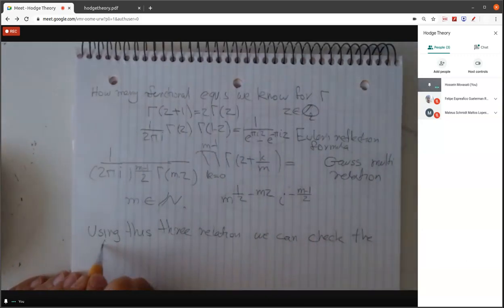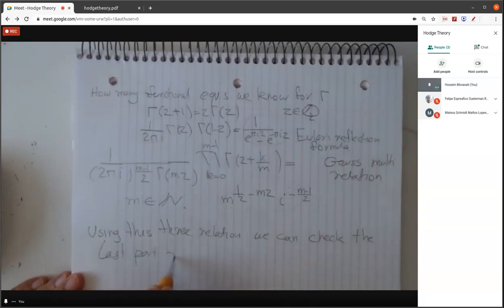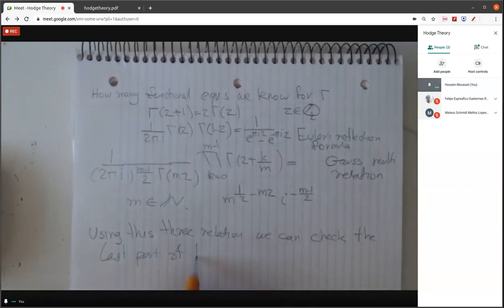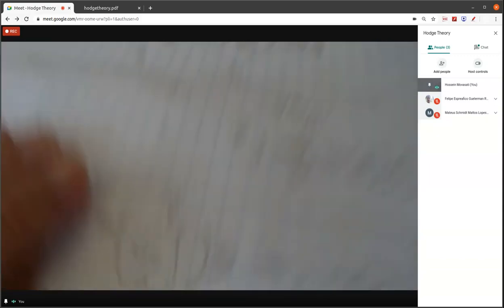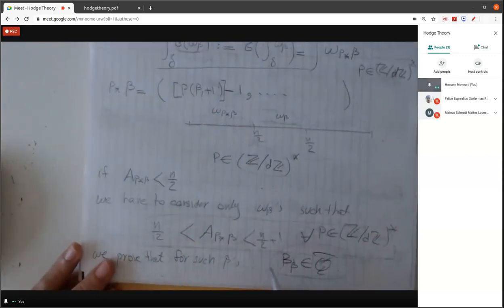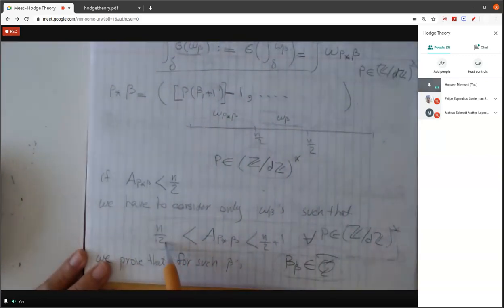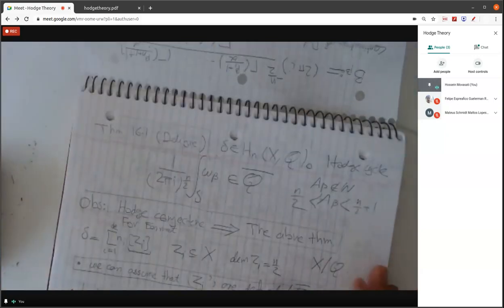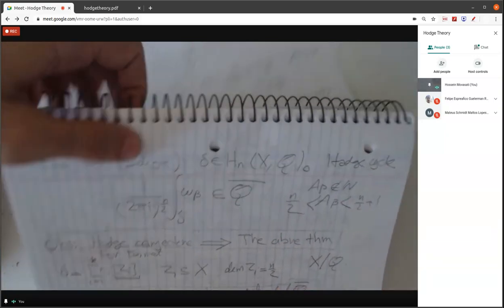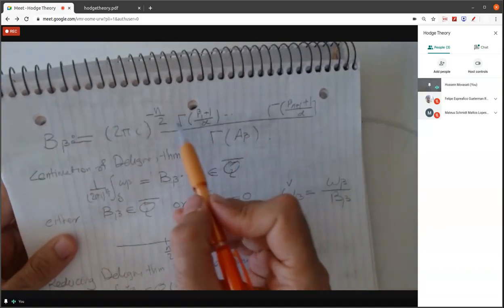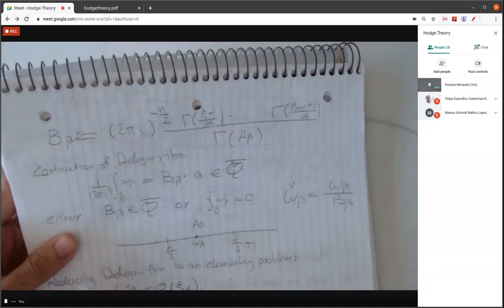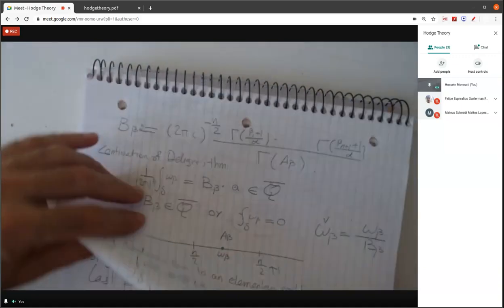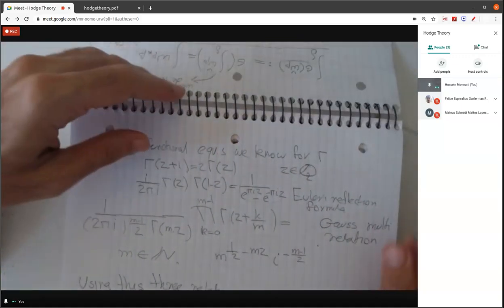Using these three relations, we can check the last part of Lang's theorem. The last part was this fact: if we have a beta which satisfies this property, then b beta must be an algebraic number. And remember that b beta was just this combination of a rational number with this 2 pi i.